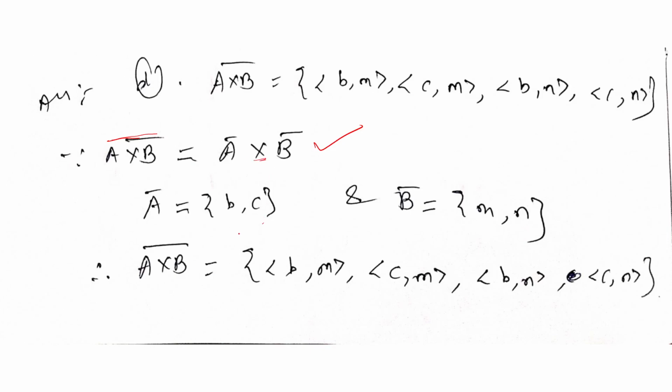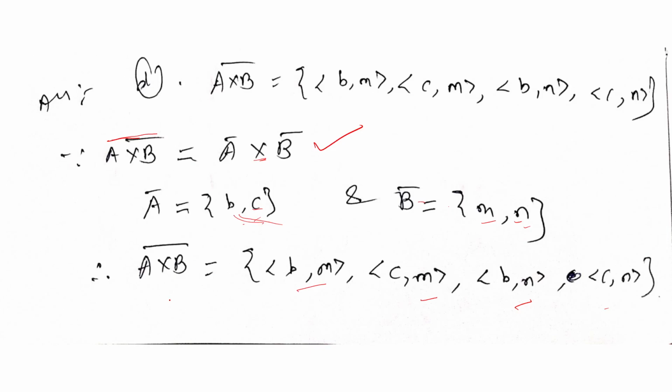Now take its cross product, you will get the closure for A cross B whole. So you will get BM from here, then BN, similarly CM, and then C and N. Cross product of these terms. Fine. What about the interior? Interior of A cross B is equal to A interior cross B interior.